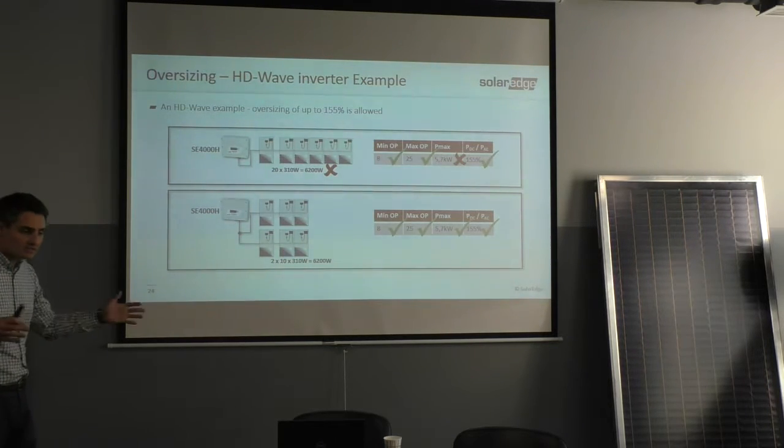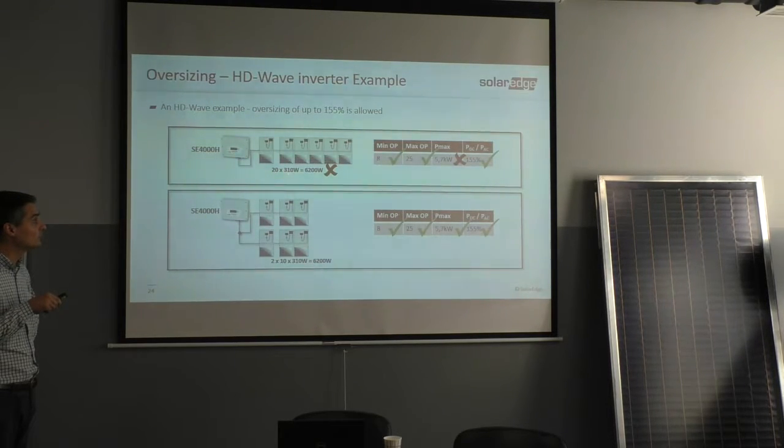So in a standard project, you have to meet all requirements. The minimum number of optimizers is 8, the maximum is 25. We cannot exceed 5.7 kilowatts, and it cannot be higher than 155%.